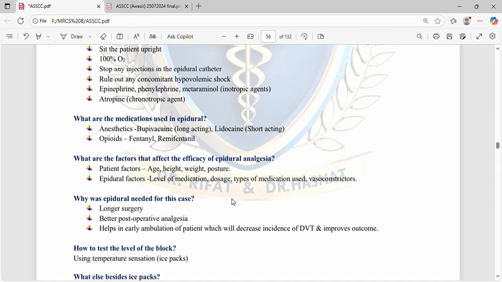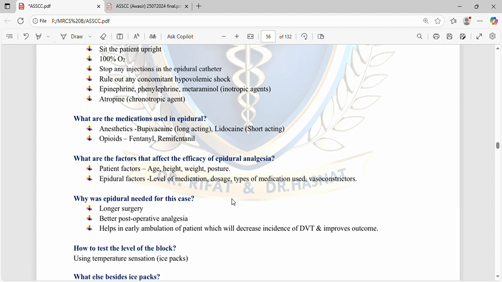What are the factors that affect the efficacy of epidural analgesia? Patient factors: age, height, weight, posture. These can affect the efficacy of epidural analgesia. For example, a low weight person will need a small dose and it will be very effective for him, but the same dose will not work for a 150 kg man. Epidural factors: the level at which you are administering the medication, dosage, types of medication used, and vasoconstrictors.